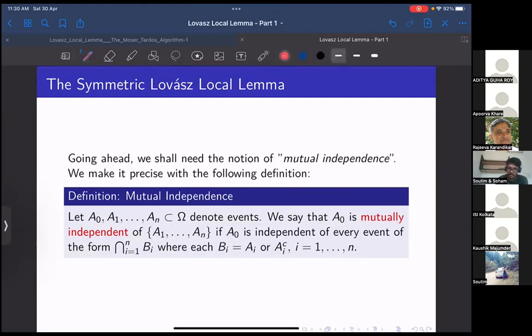So here, this is nothing very fancy. I'm just highlighting the difference between pairwise and mutual independence, because going ahead, the dependency structure that we're introducing will be restricted. For a fixed event, outside the set of events that fall within its dependent structure, we want mutual independence with the remaining events. We don't want pairwise independence there.